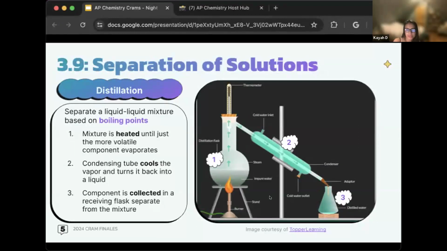So pretty much what happens is the condenser cools the vapor and turns it back into liquid, which makes the separate component collected into a receiving flask to separate from the mixture. Like you see on the side, in part 1, it's being heated. Then in part 2, you see that vapor that was just heated being condensed. And then in part 3, that mixture is being sent into another flask, which separates it.